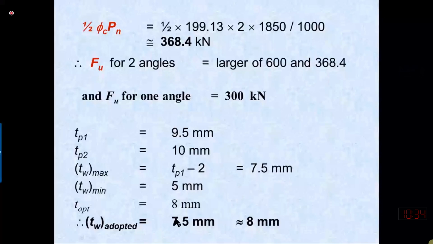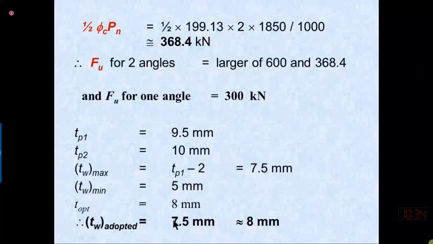But again, that cannot be more than T optimum. But if you want, you can use this value also as 7 millimeter. That will not make any difference, so you will get full marks for the design problem.